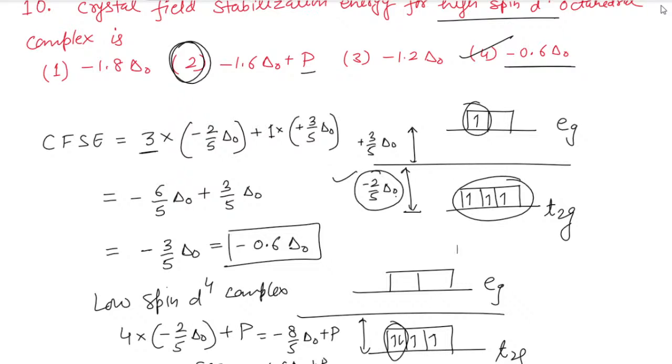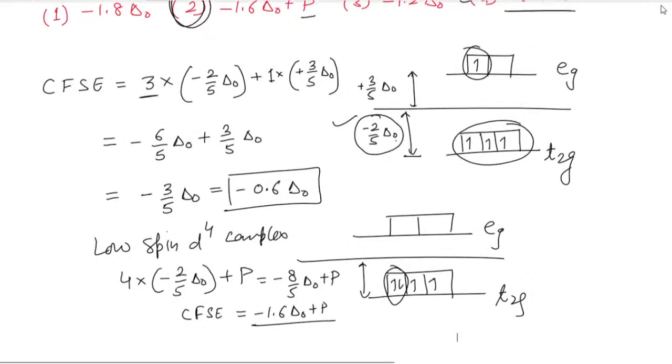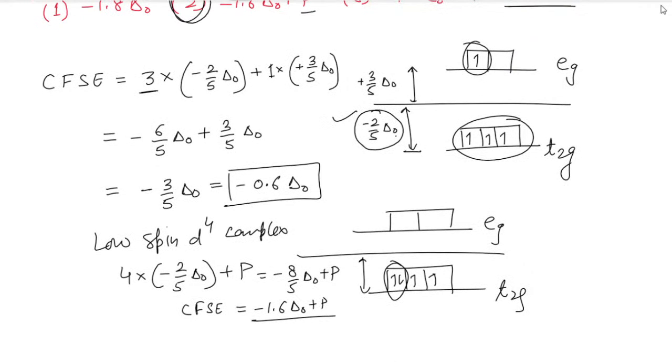But if it is low spin, then what happened? Electrons are paired. So total electrons are 4 in T2G. So 4 into, per electron, minus 2 by 5 delta O, and 1 paired electron is there. So pairing energy is P per pair. There is only one pair, so plus P. So it is minus 8 by 5 delta O plus P. So the value comes out to be minus 1.6 delta O plus P.